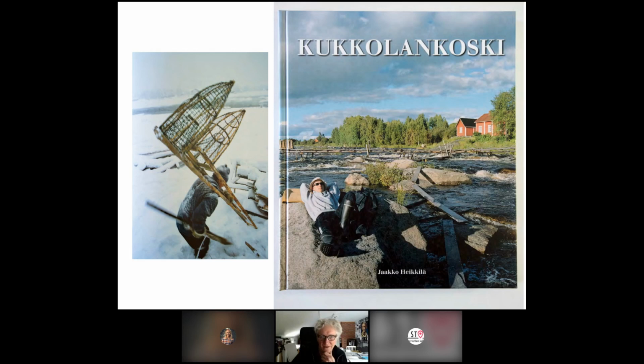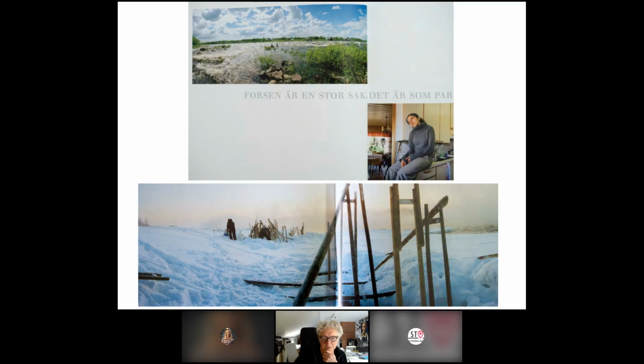And then the third book about the Torne River Valley is about my home, Kukkola, and actually the whole book is made around this Kukkolankoski, this rapid. And this is quite an early summer view over the river to Sweden, and here are Swedish texts. The rapid is a great thing. It's like paradise in the world, something like that.